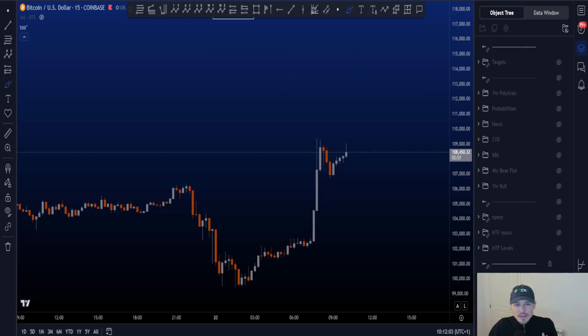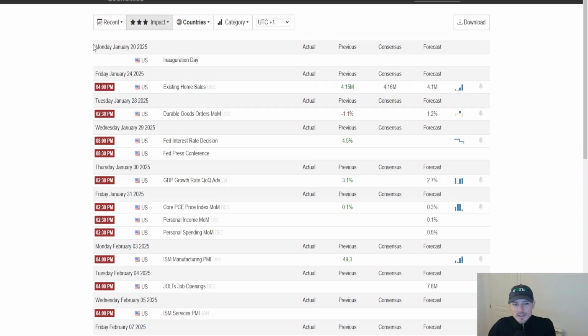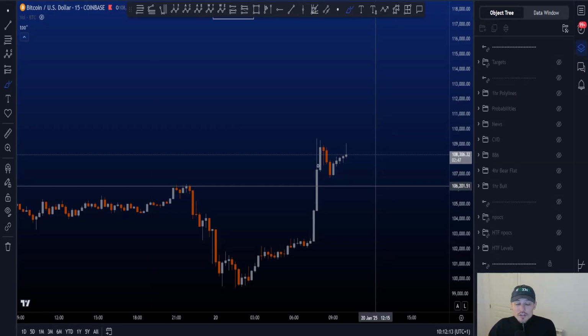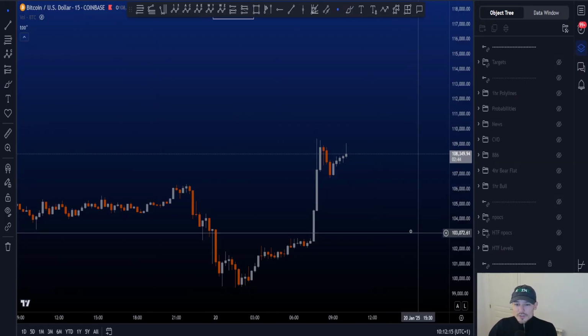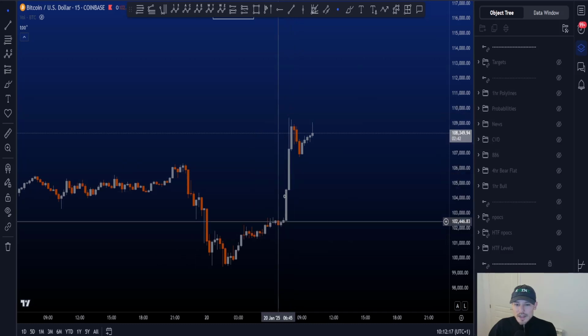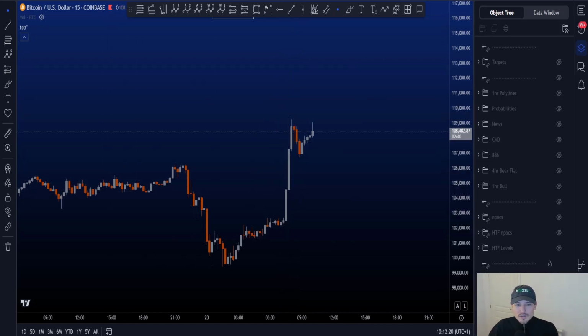Now, we already have volatility today, Monday, January 20th, of course, news-wise, right? We have the inauguration day here, so some volatility on the chart. Make sure you trade safe and manage your positions well, because stuff like this can happen to both the upside and the downside, of course.